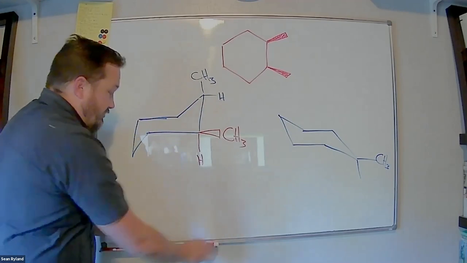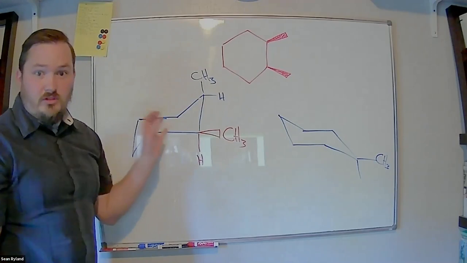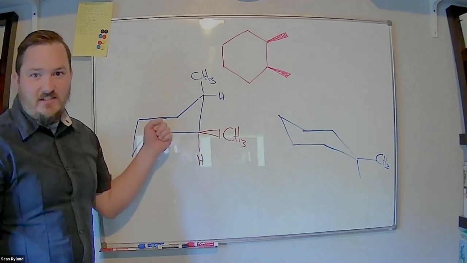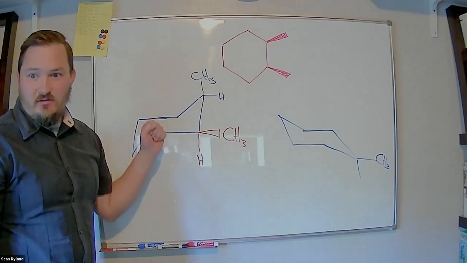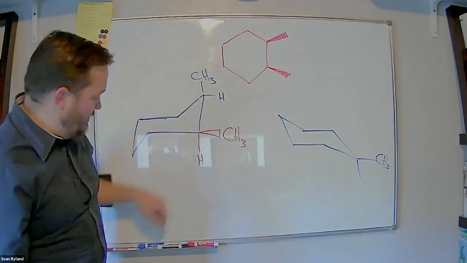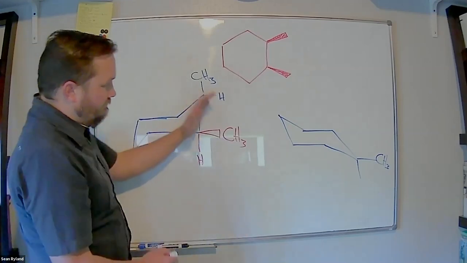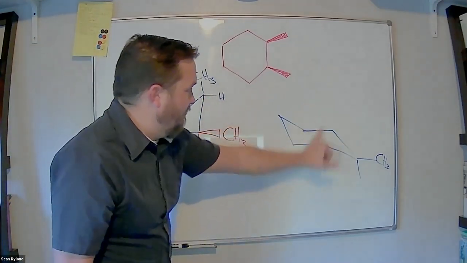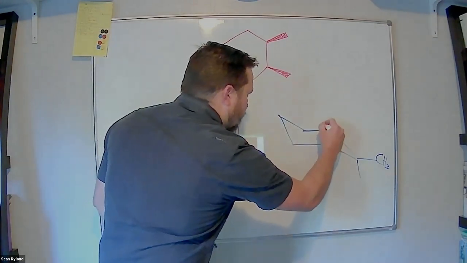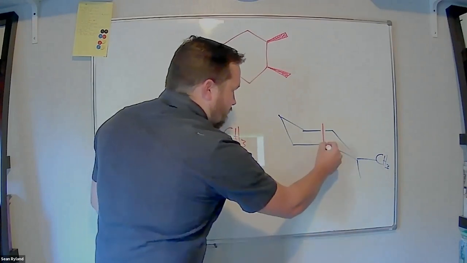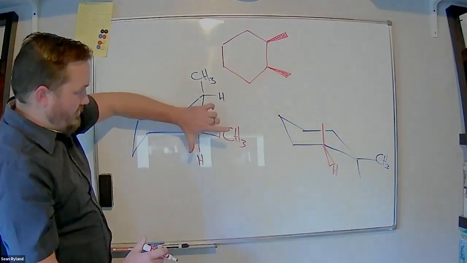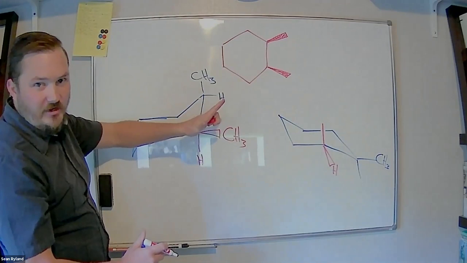The easiest way to memorize it, or just the rule to remember, it's not memorizing, the rule to remember is that whatever was axial is now equatorial and vice versa. In order to stay out of the way here, the one that was axial, when this is rotated down, it's now sticking straight up. And the hydrogen that was sticking down goes to point out towards us now.